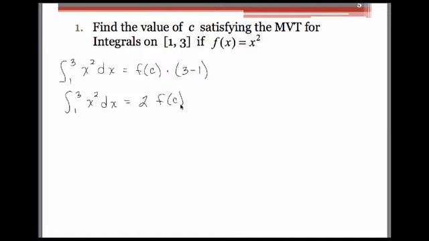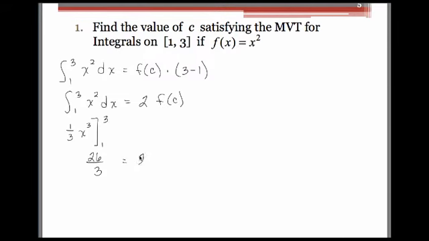All right, so we can go ahead and evaluate that definite integral. You can either do that by hand or on your calculator. Either one is fine. Remember, if you're doing it by hand, it's going to be 1/3 x cubed, and you're going to evaluate that from 1 to 3. 3 cubed is 27. A third of that is 9 minus a third, so we have 8 and 2/3. What's that? 26/3. So that's equal to 2 times f of c.